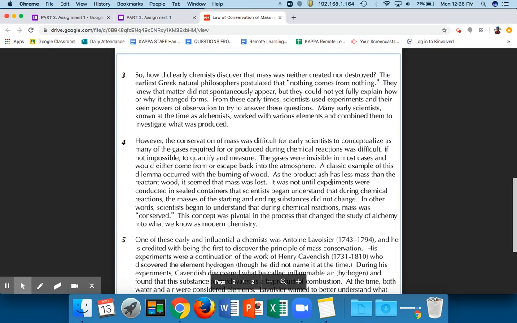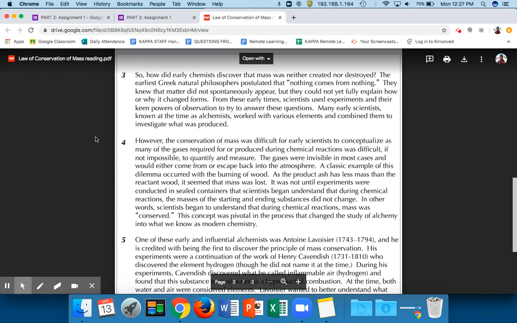However, the conservation of mass was difficult for early scientists to conceptualize, as many of the gases required for or produced during chemical reactions were difficult, if not impossible, to quantify and measure. The gases were invisible in most cases and would either come from or escape back into the atmosphere. A classic example of this dilemma occurred with the burning of wood. As the product ash has less mass than the reactant wood, it seemed that the mass was lost.